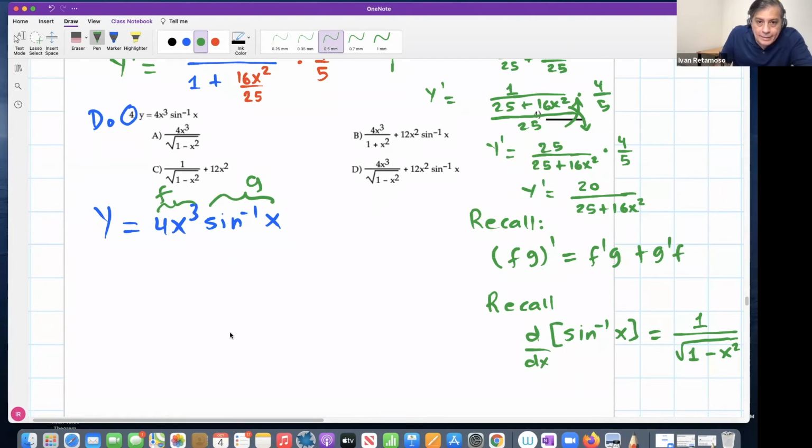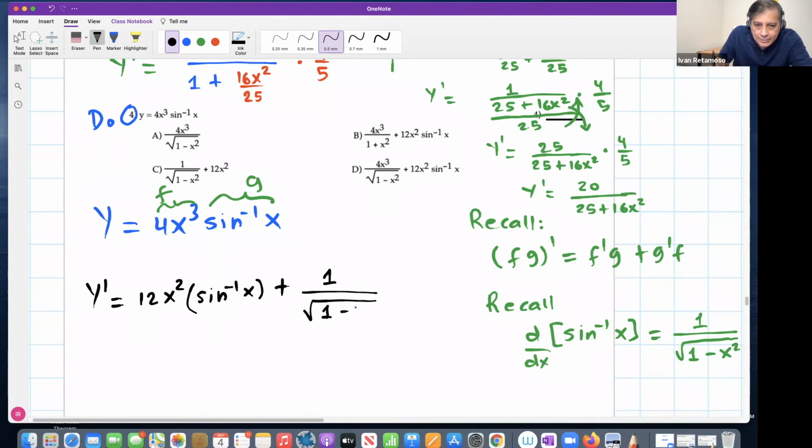Yeah, so what should be the derivative? Well, the derivative of this function, y prime, should be, start with derivative of f, which is just 3 coming down, multiplying by 4 gives 12, x raised to 1 less, 12x squared, times the g function as it is, which is this sine inverse of x, plus the derivative of g. But the derivative of sine inverse, we said, is this 1 over the square root of 1 minus x squared, times the function f as it is, 4x cubed.